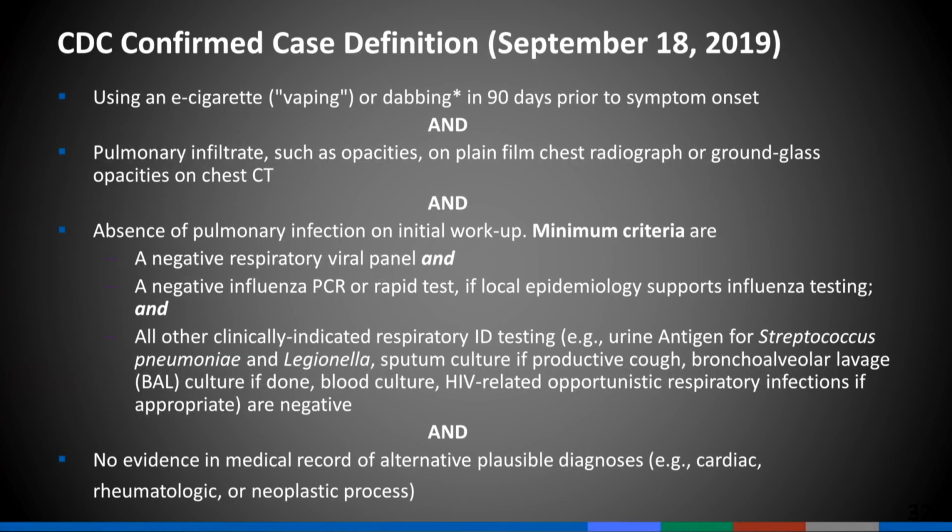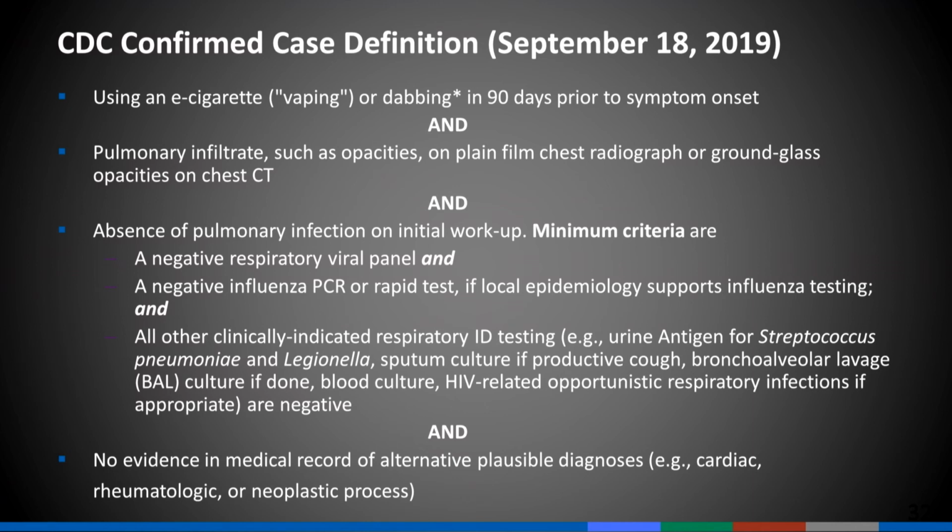But in September, the CDC issued these guidelines for confirming the definition. They said that they had to have used an e-cigarette or vaping product within the last 3 months prior to the symptom onset. That's a pretty big window. They have to have an abnormal chest X-ray or chest CT showing opacities. You have to exclude pulmonary infection.